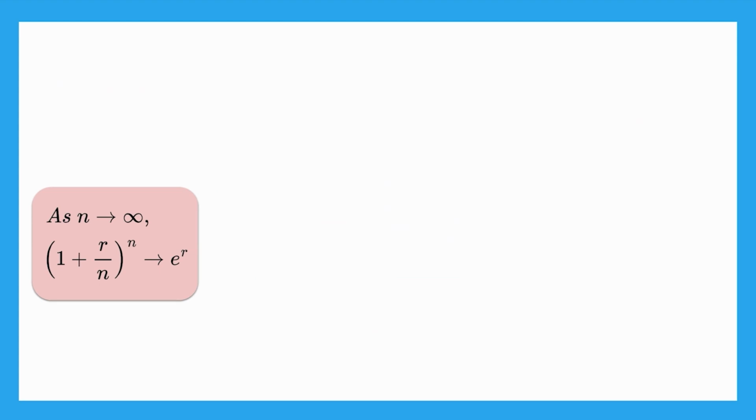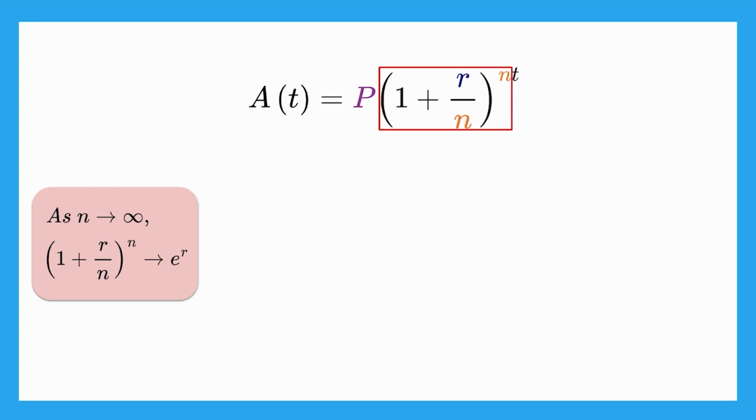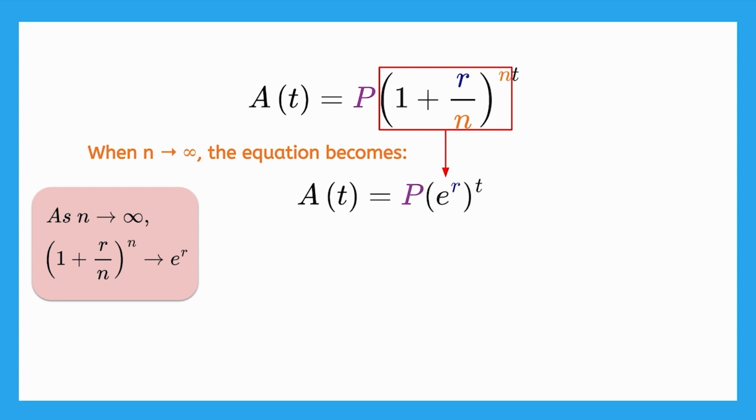This leads us to a new ultimate type of compound interest. Let's bring back our compound interest formula. Now we know that as n approaches infinity, this growth factor gets closer and closer to e to the r. Therefore, if it were possible to compound the interest infinitely many times in a year, this equation would become exactly A of t equals P times e to the r to the t.